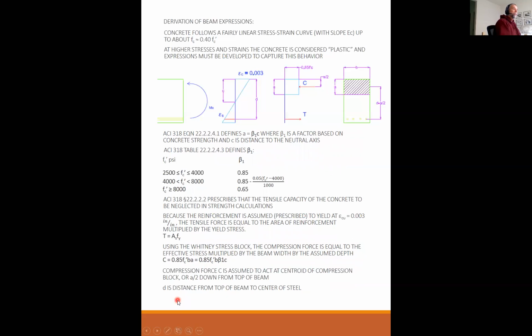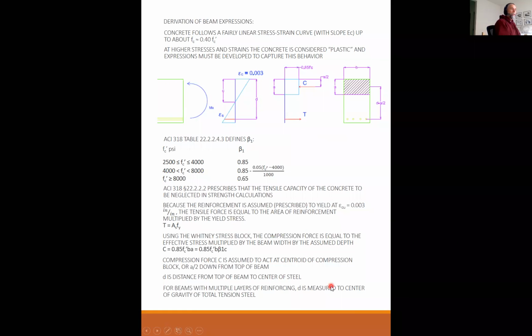Again, d is the distance from the top of the beam to the center of the steel, as labeled right here. For beams with multiple layers of reinforcement, d is measured to the center of gravity of the total tension steel, as we mentioned before. Were there any questions on that last slide? No.